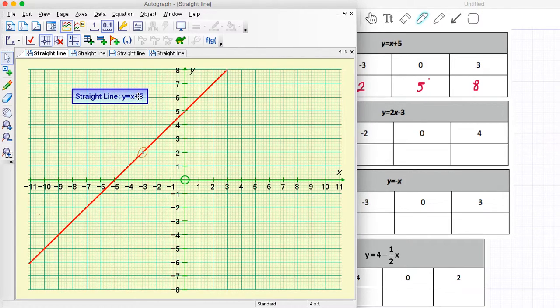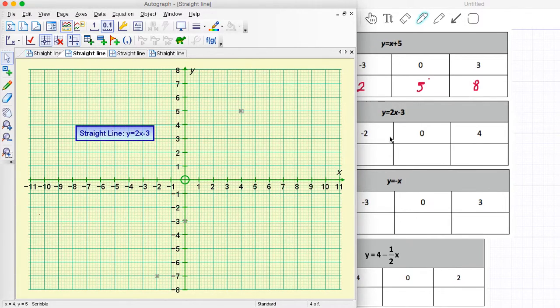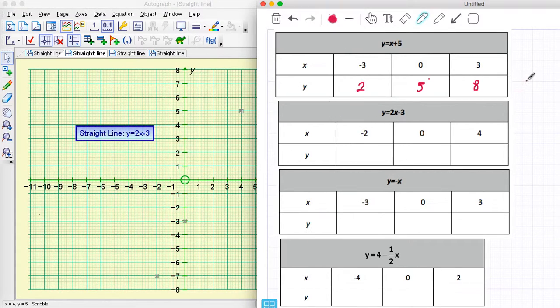So I've got y equals x plus 5. Now I don't stop here at my first plot. I draw the line that covers the whole graph. Okay, let's look at the second one, which is y equals 2x minus 3. And I'm just going to go through the table and then we'll plot. And in fact, we'll do all 3 tables and then plot the line.